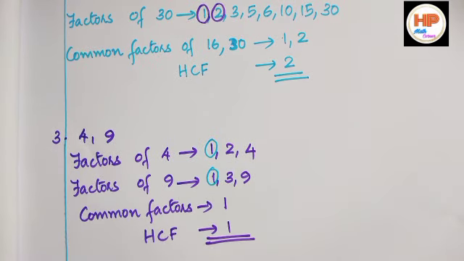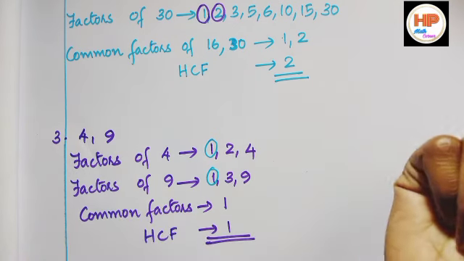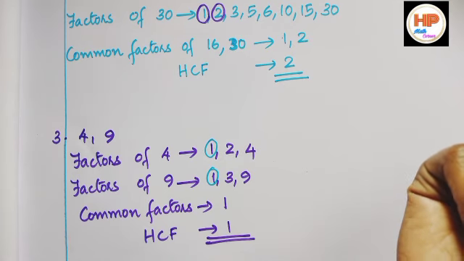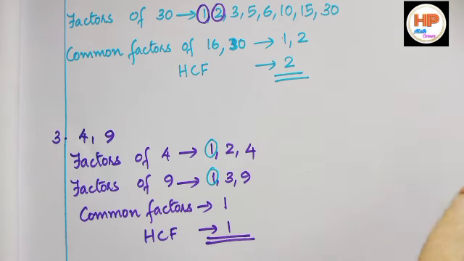Okay. From this we can conclude that 4 and 9 are coprime numbers. Then what are coprime numbers? The numbers which have only 1 as the common factor. So 4 and 9 are coprime, and their HCF will be 1. If we are given two prime numbers, that is 5 and 7, the HCF will be 1 because 1 is a factor of every number. Okay.